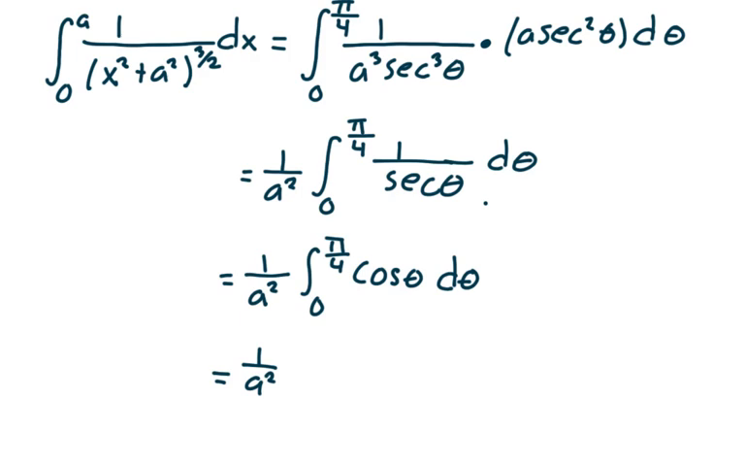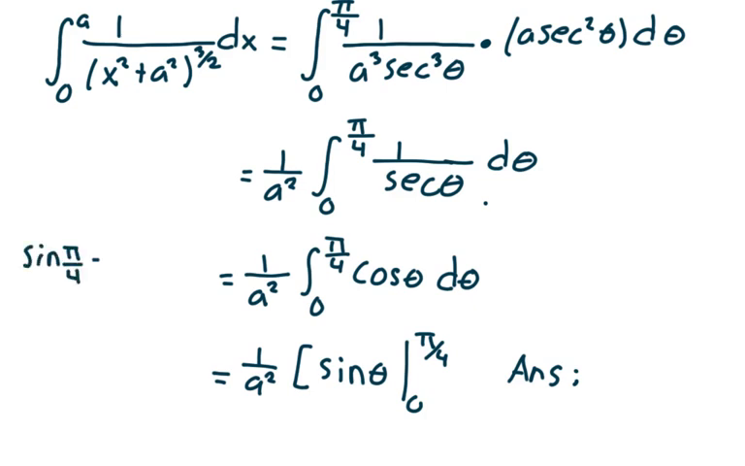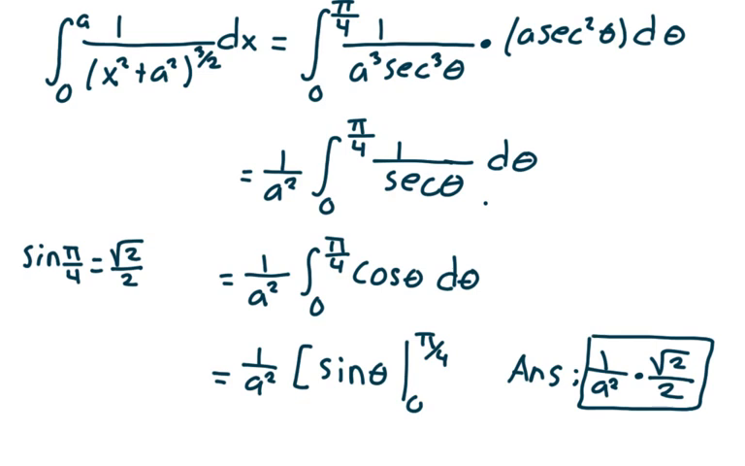So we get 1 over a squared times sine of theta evaluated from 0 to pi over 4. So what's the answer? Remember, sine of 0 is 0, right? And then sine of pi over 4 is square root of 2 divided by 2. So we get 1 over a squared times square root of 2 divided by 2. That's my final answer for number 13.